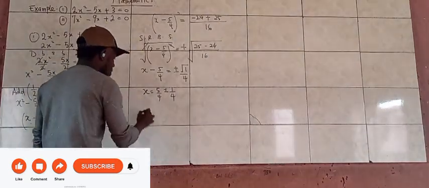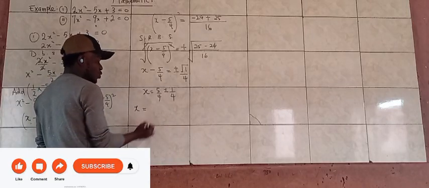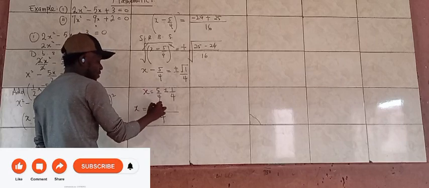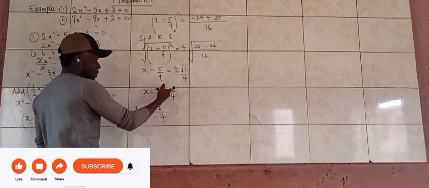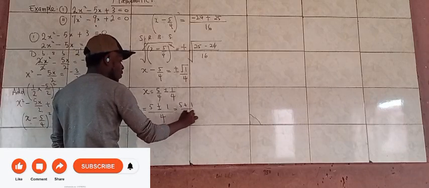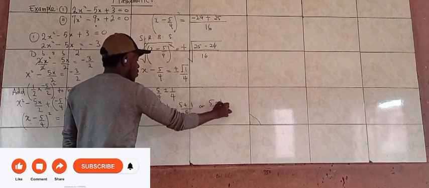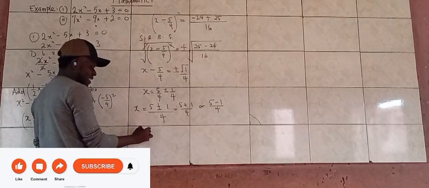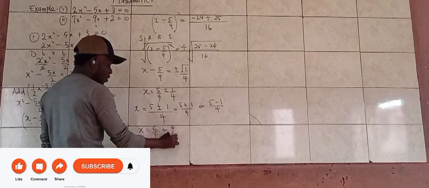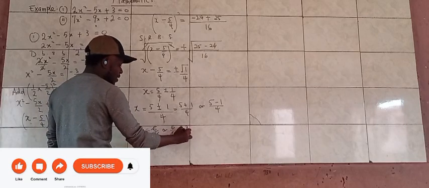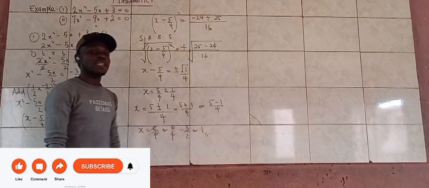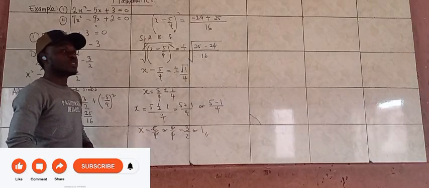So that means I'll be having x equals, the LCM is 4. 4 and 4 is 1, 1 times 5, 5. Plus or minus, 4 and 4 is 1, 1 times 1, 1. So that means it becomes 5 plus 1 over 4 or 5 minus 1 over 4. So x is simply equal to 6 over 4 or 4 over 4, which eventually gives us 3 over 2 or 1. Should you understand? So that's our final answer using the completing the square method.